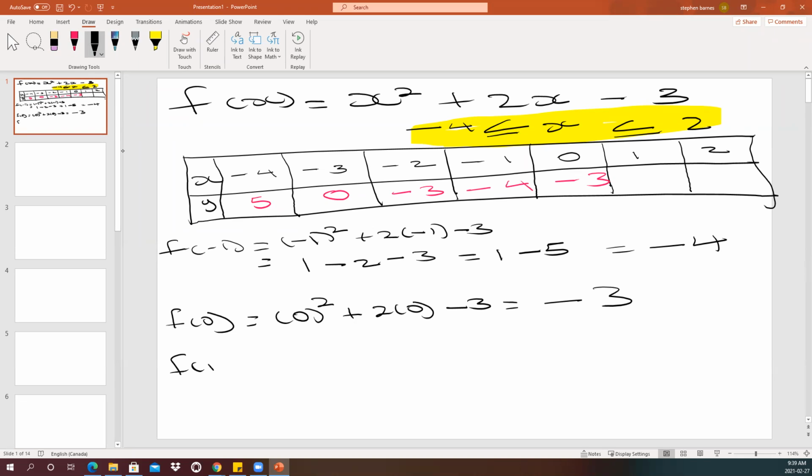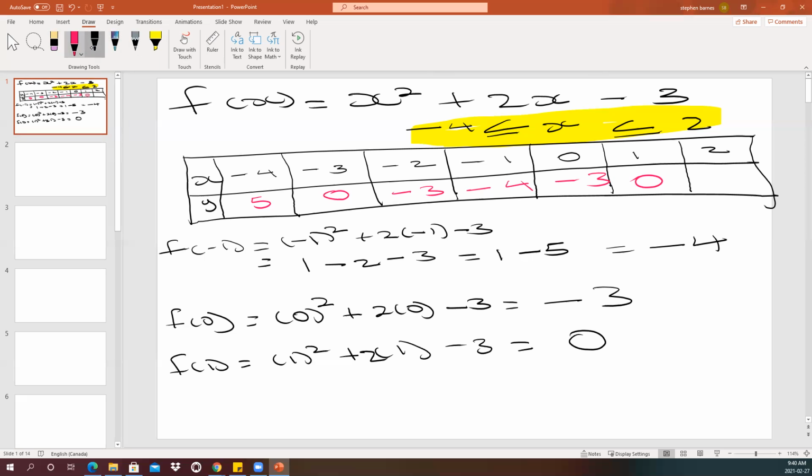f of 1 is equal to 1 squared plus 2 times 1 minus 3, which is 1 plus 2 equals 3. 3 minus 3 gives you 0. So we have 0 here.